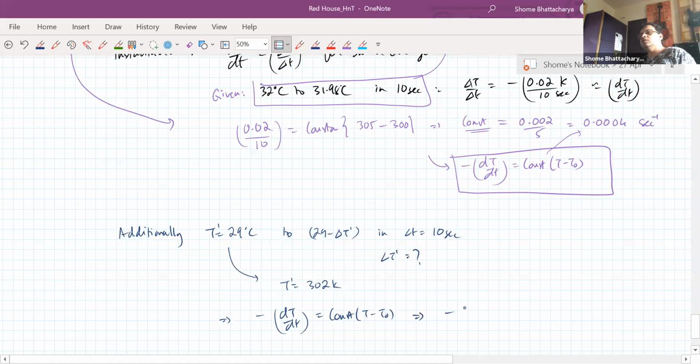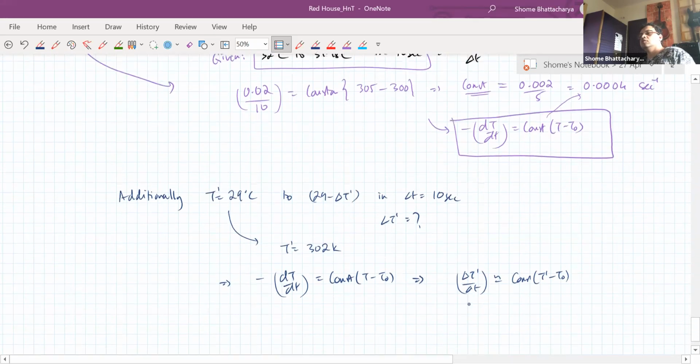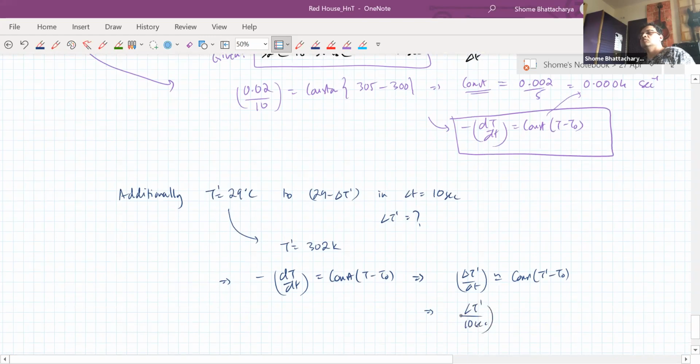That rate of cooling will be this. Minus sign will not be there. So this should be equal to that same constant into T prime minus T naught. Now this constant was how much? It was 4 into 10 raised to power minus 4, into this temperature difference, which was 2 Kelvins.